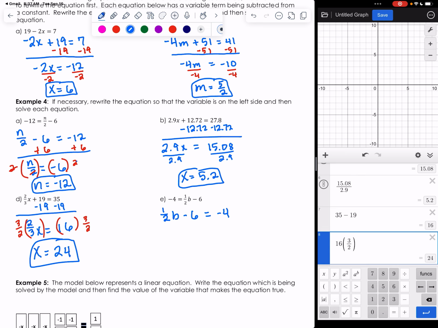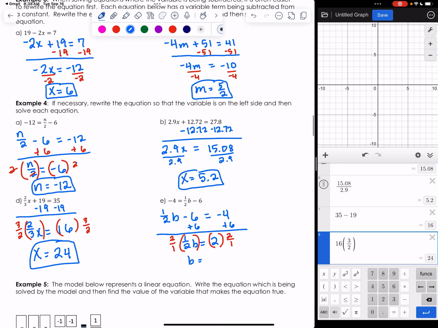Now I'm multiplying b by 1/2, and then I'm subtracting 6. So if I do the opposite, that means I'm adding 6 and dividing by 1/2. So when I add 6, that gives me 1/2 b. -4 plus 6 is +2. And then because I have a fraction, to get rid of it, I'm going to multiply by the reciprocal, which is 2/1. So 2/1 times 1/2b is just 1b. And 2 times 2/1 is just 4. So b is equal to 4.